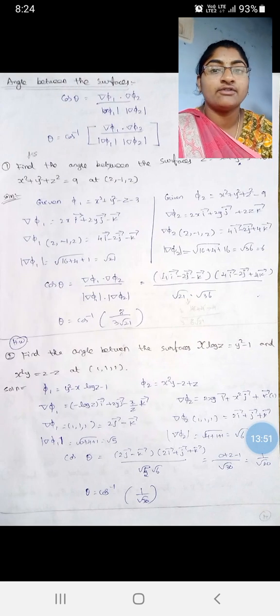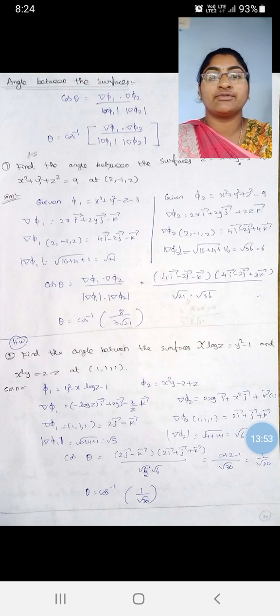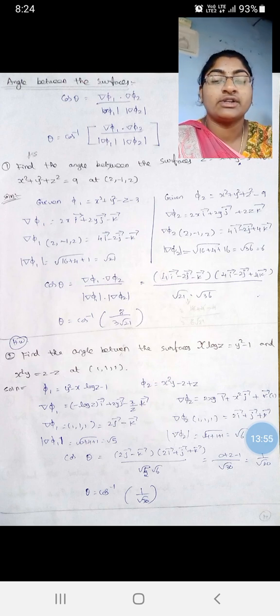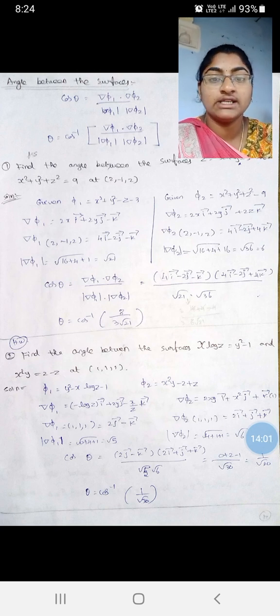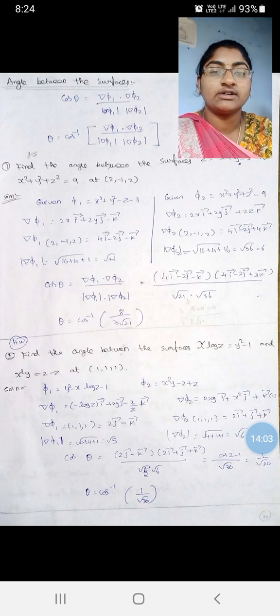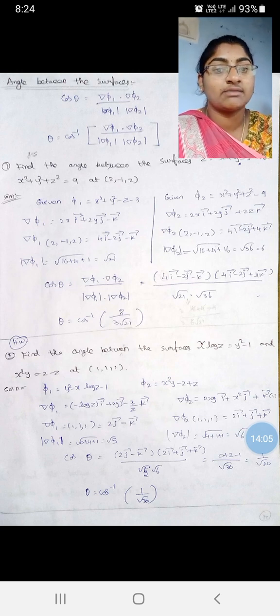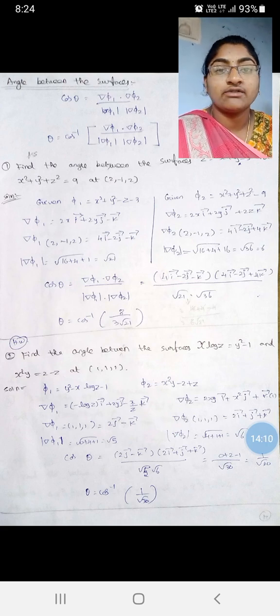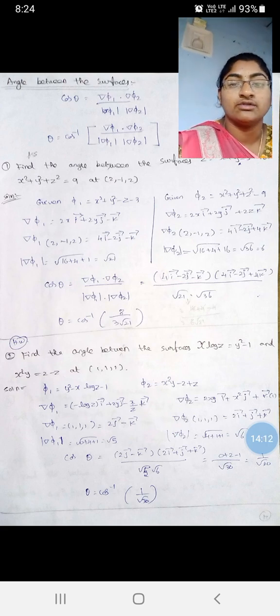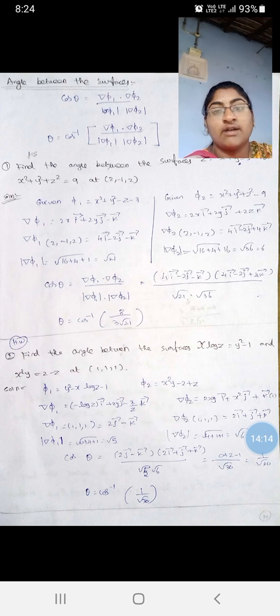So for that we have to find the value for del phi 1. That is, first we differentiate with respect to x, so it will become 2x i vector. Differentiate with respect to y, that is 2y j vector. Third term you have to differentiate with respect to z, that is minus 1. Minus 1 into k vector is minus k vector. So for that we have to substitute the point value 2 comma minus 1 comma minus 2.